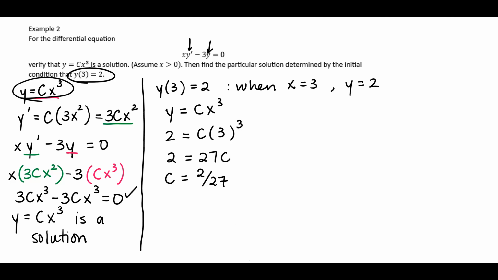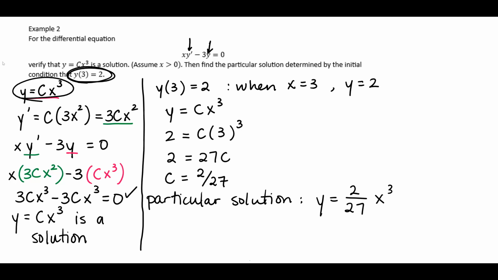That means that the particular solution of this differential equation, when we have the initial condition that y of 3 is equal to 2, is not just cx to the third, but instead I'm going to replace c with 2 over 27. Alright, y equals 2 over 27 x to the third. So I went back to this general solution and I replaced c with the value that we found.